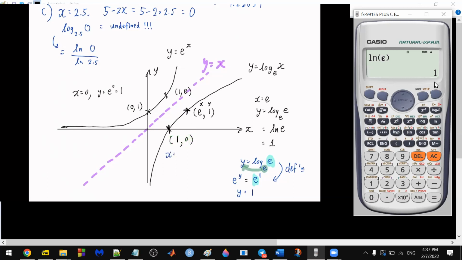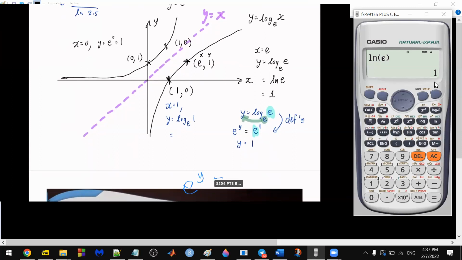It means that when x is equal to 1, y will be equal to 0. But let's just sub in x equal to 1 first. So log base e of 1, or log 1 base e. This is equal to 0. Why? Let's think about it. Do the same logic. Copy and paste it here and change it to blue. We can bring the e over, right? Then we will get e power y equals 1. But 1 is the same as e power 0.